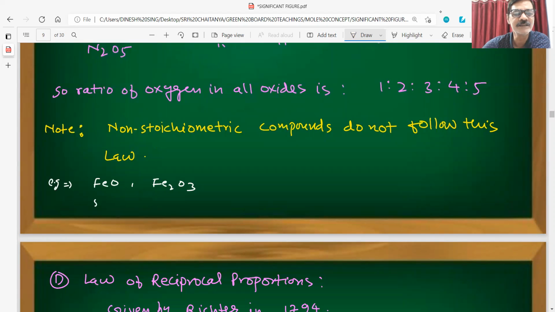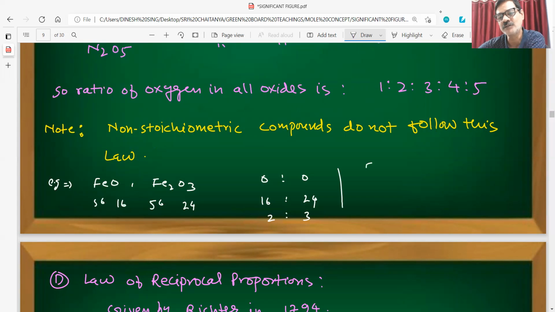that is with 56 gram of iron, the amount of oxygen is 16 gram. Here it is 56 gram. If we take the half of this for iron, so this will be 56 and this will be 24. So 16:24 will also bear a simple ratio. That is, the oxygen to oxygen ratio will be 16:24. Or if we divide by 2, this is 2:3.